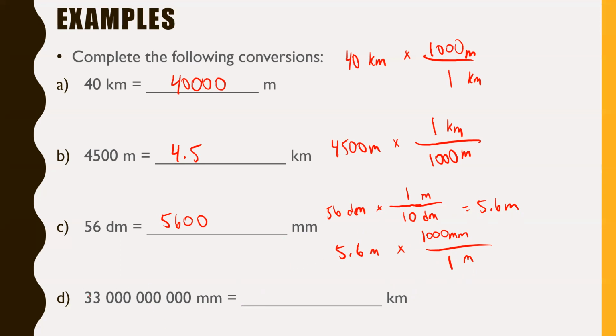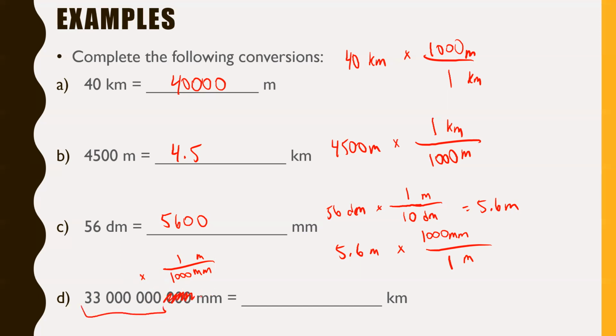Last one here, we got 33, what is that? 33 billion millimeters equals some number of kilometers. Well, you can just do the same thing we just did before. I'm going to shorten this up just because I'm running out of room. I'm going to multiply by, I want meters on the top, turn it into meters first. I want to get rid of millimeters. Well, I know 1 meter is the same thing as 1,000 millimeters. So if I multiply this huge number here by 1 over 1,000, really just to cheat this, it's going to give me 33 million, this number right here.